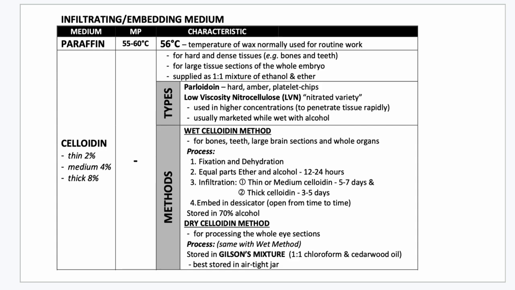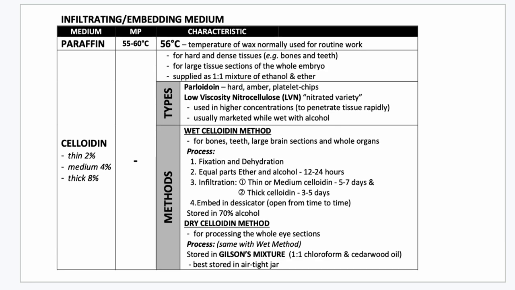So we use wet for bones, teeth, large brain sections, and whole organs. So process would be to fix, then to dehydrate equal parts of ether and alcohol for 12 to 24 hours. Then we infiltrate now with the thin or medium celloidine 5 to 7 days and thick celloidine for 3 to 5 days. And then we embed this in a desiccator. Then we store this in 70% alcohol.